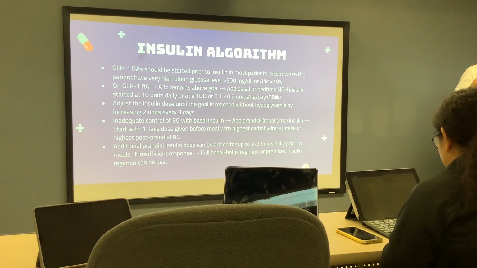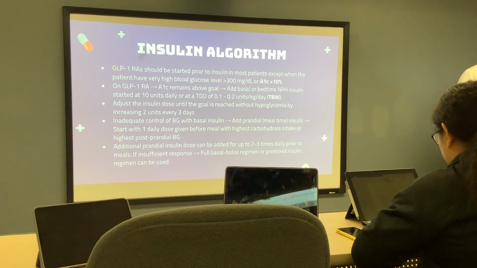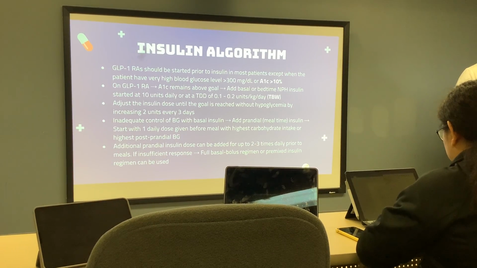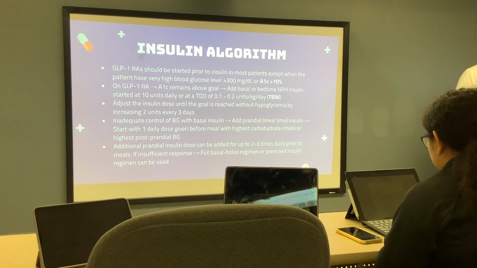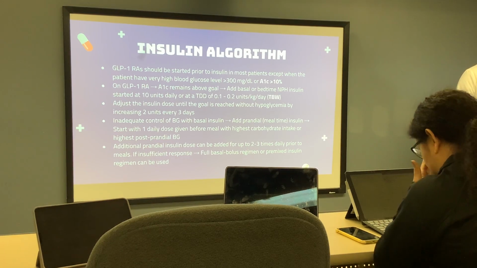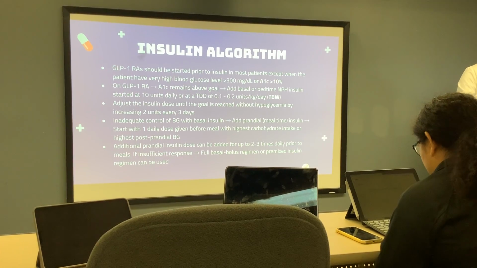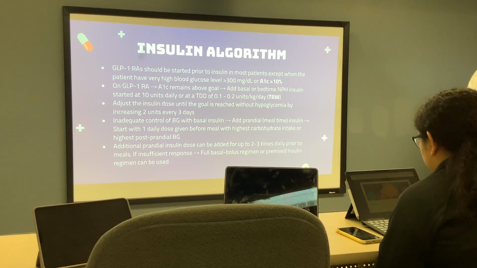So once we reach the 0.5 units per kilogram dose, then we have to consider other options like adding prandial insulin. Prandial insulin is just mealtime insulin. An example is insulin aspart, which is the Novolog. It is given 5 to 10 minutes prior to a meal. So once you see a meal coming at a restaurant, then you inject it. This insulin is usually started with one dose, and it is given before the meal which contains the highest amount of carbohydrate, or which gives you the highest postprandial glucose level. That meal has to be selected for this prandial insulin.